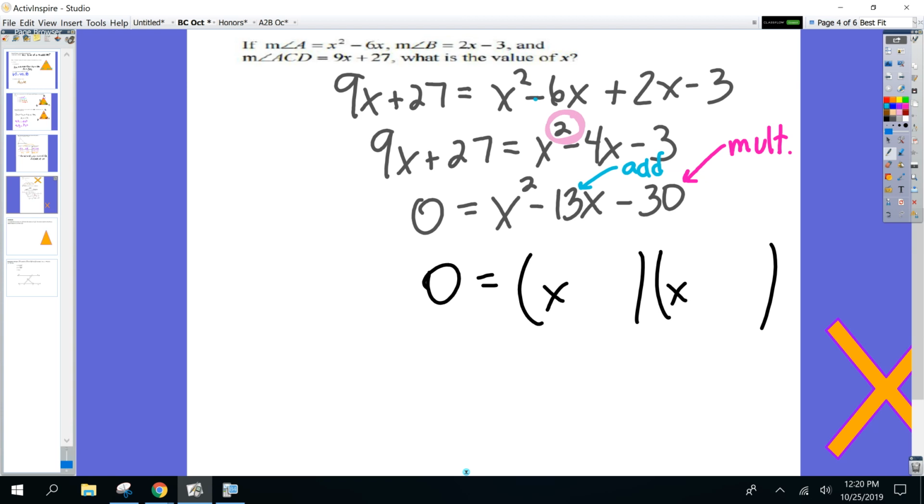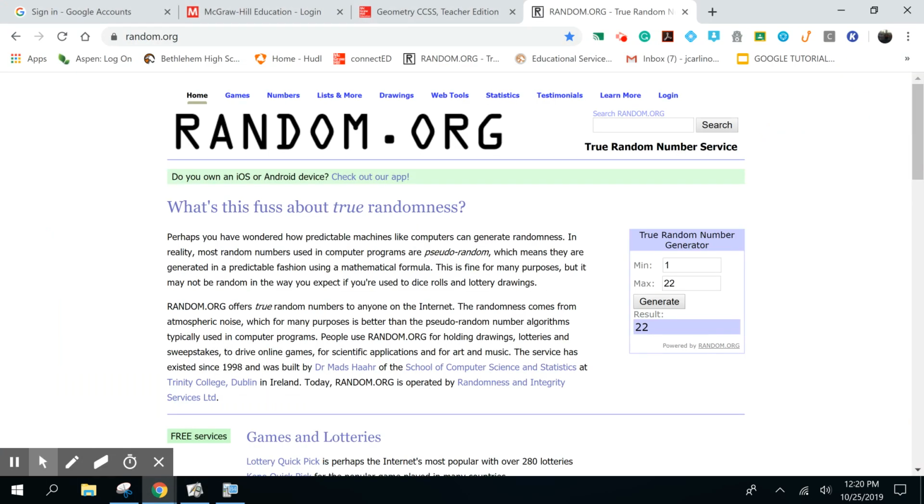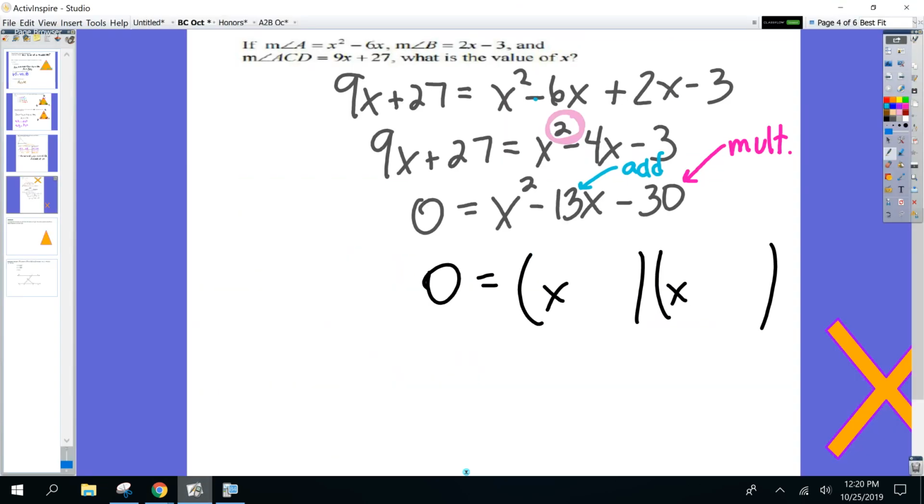Did we find those numbers? Did we find them? Oh, I'm not there yet. I just want the numbers. Positive 2 and negative 15. Negative 15, positive 2. You guys that thought 10 and 3 pretty quickly? You cannot get 10 and 3 to add to negative 13 at the same time as multiplying to negative 30. No combination does it.